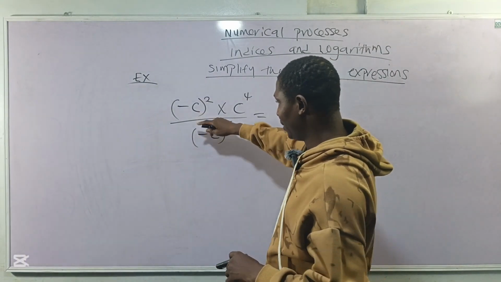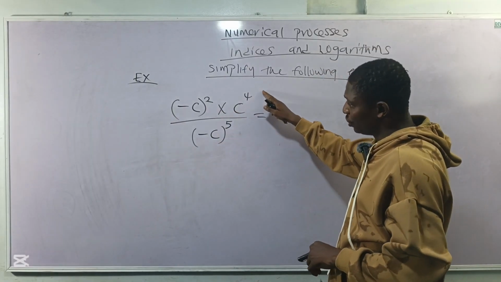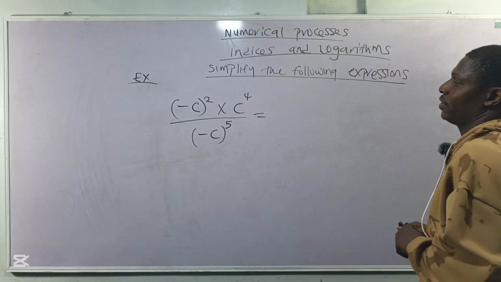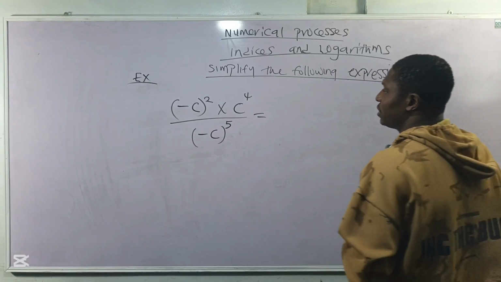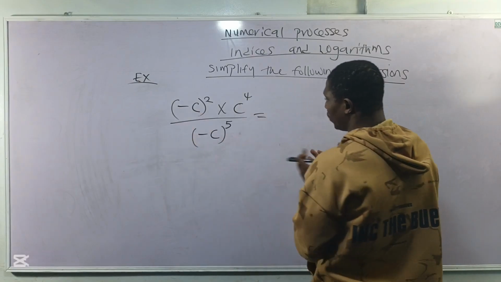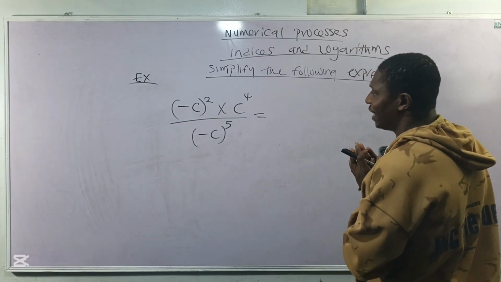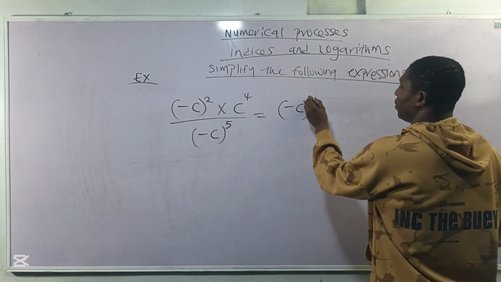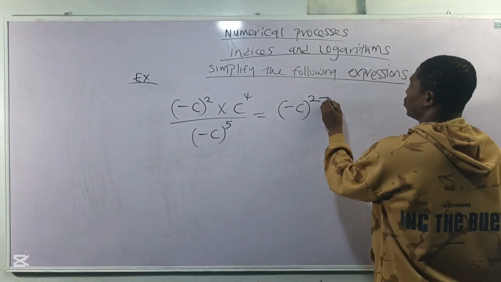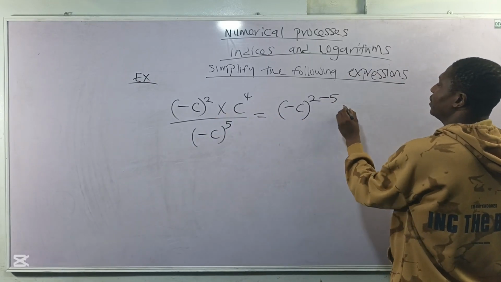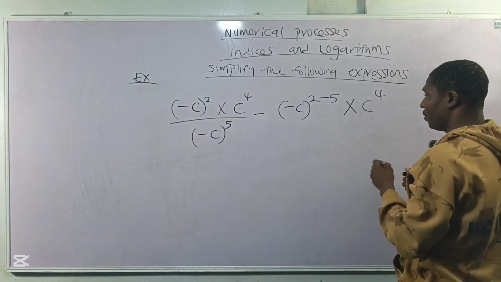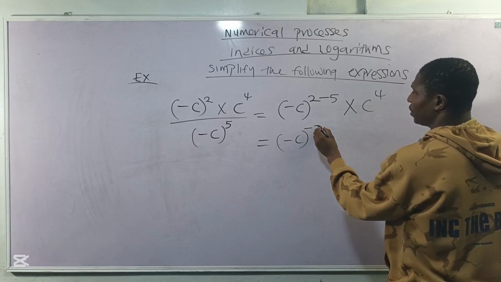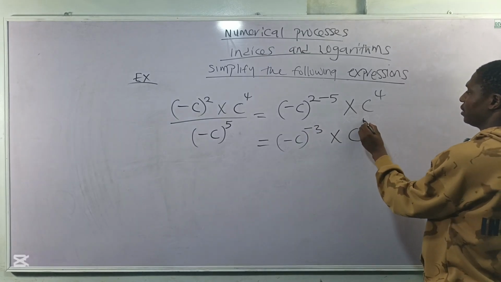We have minus c in bracket raised to power 2 times c raised to power 4 divided by minus c in bracket raised to power 5. How do we solve this? You can see that while this is negative c, this is negative c, so they can be collected or work together alike. This simply gives me minus c in bracket raised to power 2. Division is minus, so I can pick my 5 times c raised to power 4. This will give me negative c raised to power minus 3 times c raised to power 4.